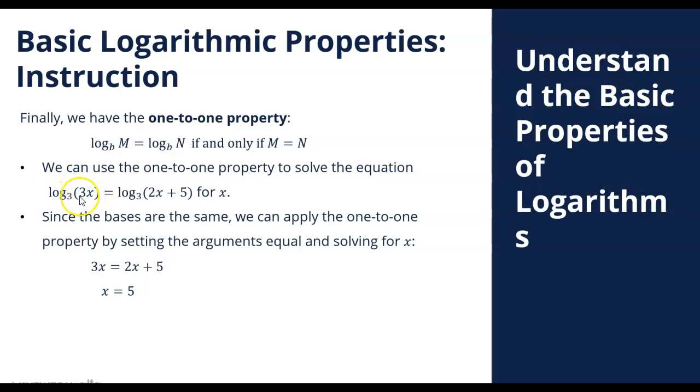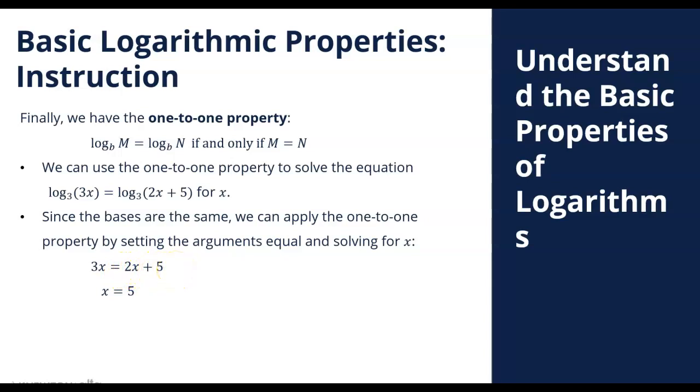Log of 3x base 3 is equal to log of 2x plus 5 base 3. Notice that both of these expressions have the same base. That's the most important thing that you have to remember. You have logarithms of the same base on both sides of the equality. And if that happens, you can essentially cancel this expression here, log base 3, and then you have 3x equal to 2x plus 5.